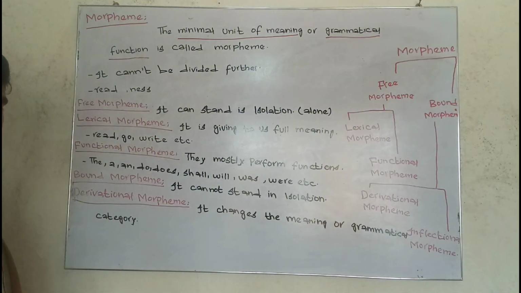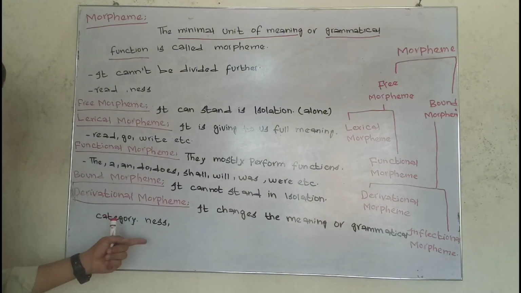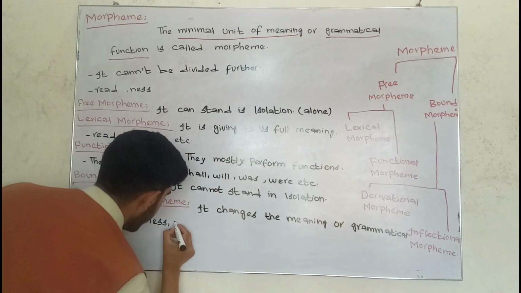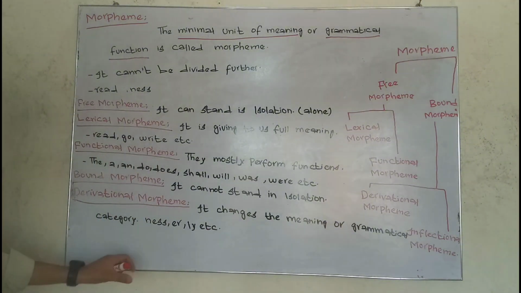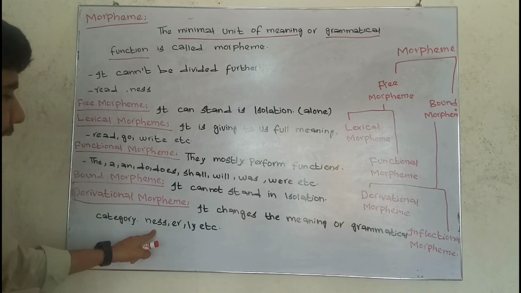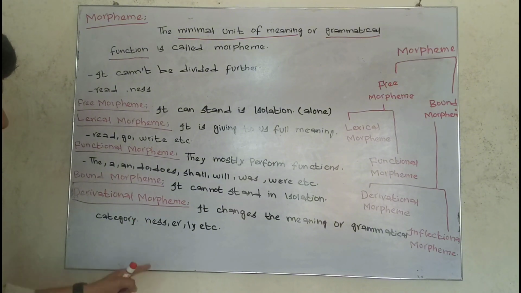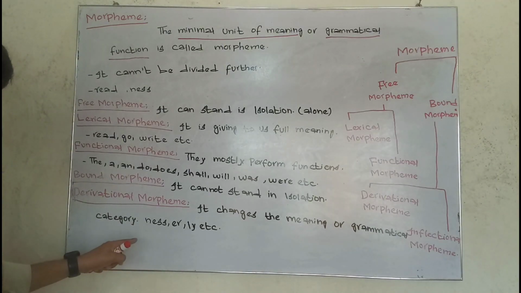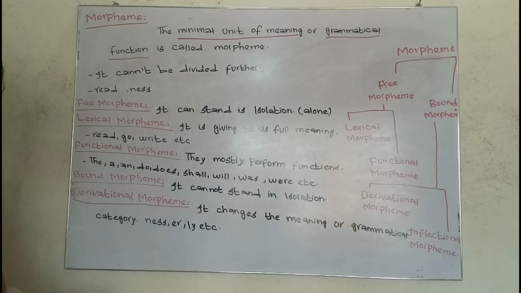If I give you examples of derivational morpheme: ness. It also changes the meaning and the grammatical category. And ness, er, ly, etc. For example, wildness. If I study or write the word ness without another word, it will not give us full meaning or full sense. If I put it with the word wild, the word will be wildness. So it will give us full meaning. That's why it's called a bound morpheme.